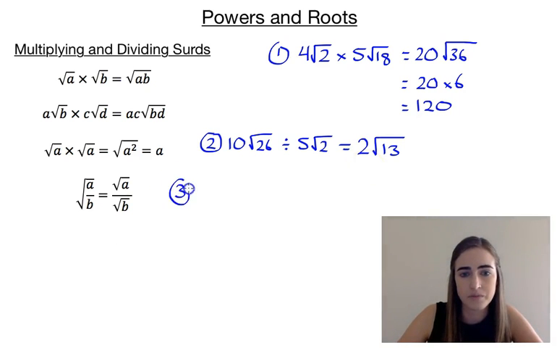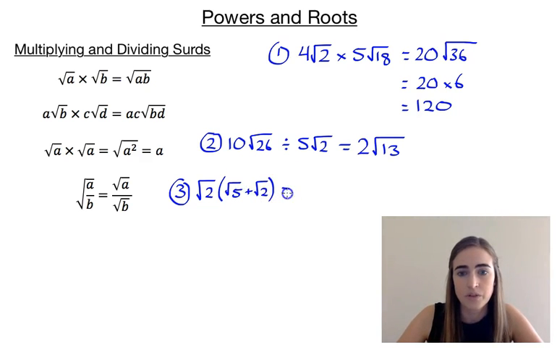Third example, we have the square root of 2 outside the brackets of the square root of 5 plus the square root of 2. So we're going to expand this out. We're going to go root 2 times root 5 and then root 2 times root 2. So root 2 times root 5 would give us the square root of 10, and root 2 times root 2 would just give us 2. So that's the square root of 10 plus 2.